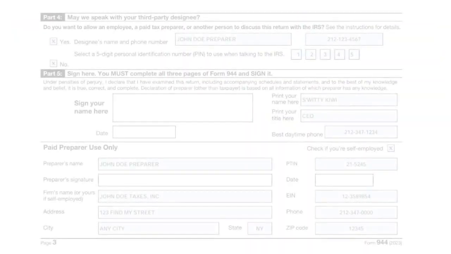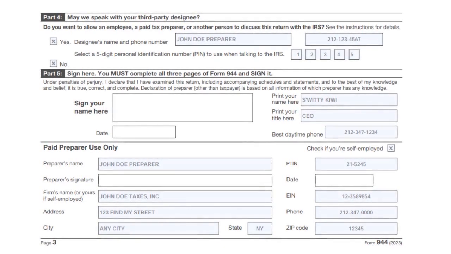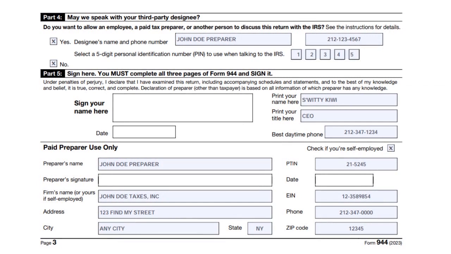Now, part four here, this is where you tell the IRS whether to reach out to a third party, if any. The IRS is asking if they can talk to someone about this Form 944. In our case, we said yes. We had a CPA doing everything for us, and his name is John Doe Preparer. You have to put the number at which the IRS can contact John Doe Preparer, and also the PIN number if you have provided one to the IRS.